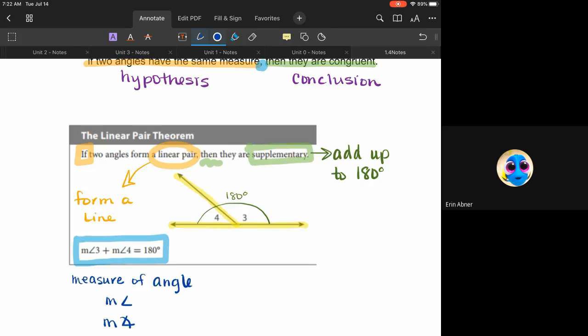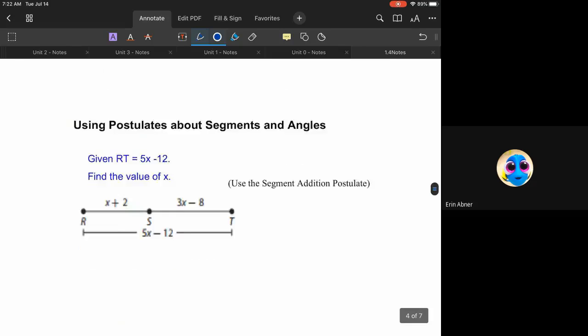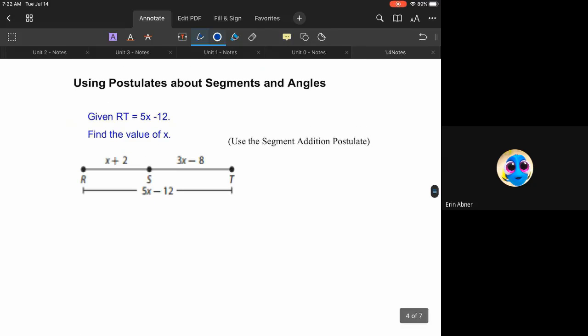All right, so now let's put some of this to work. We should now be on page 4. So we're going to take a look at using postulates about segments and angles. Okay, cool. So we're going to use some postulates. So we know that postulates from the first video are going to be statements that we just accept as true. Okay, so my given is that RT is equal to 5x minus 12. So RT being this whole shebang, this whole space here. Okay, and then it says find the value of x.